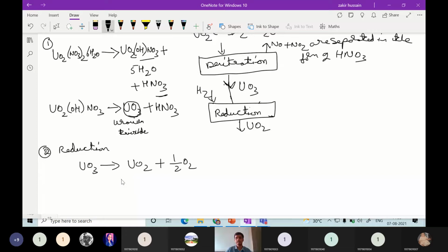This UO2 is nothing but uranium dioxide. After converting to UO2, we can further convert this UO2 to many different uranium products. Among them, the first one will be like this: hydrofluorination.